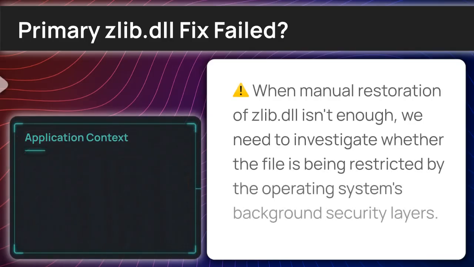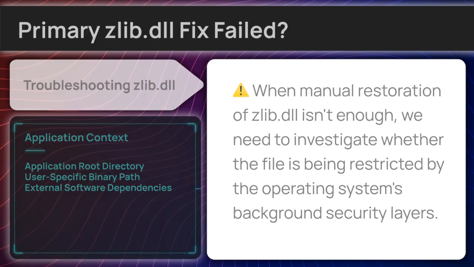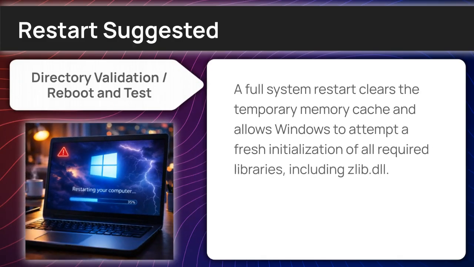When a standard software refresh isn't enough, we need to bypass the automated installers and look at manual system state resets. A quick reboot can determine if the error is transient. While it won't fix a deleted file, it can re-establish the connection between your software and the Zlib module file if the path was temporarily busy.